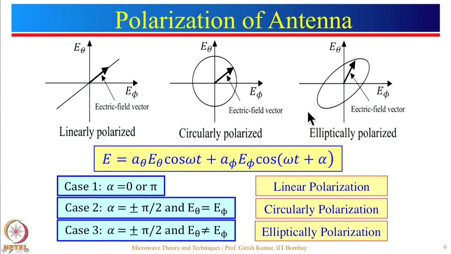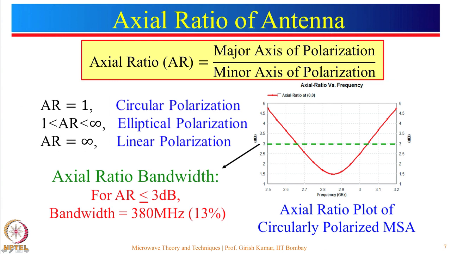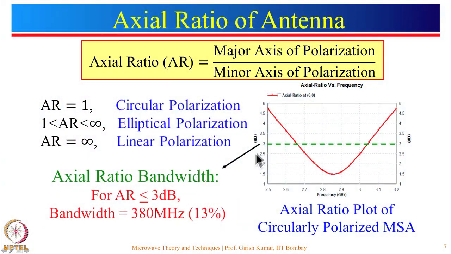So from here, we define axial ratio of the antenna. So axial ratio is defined as major axis divided by minor axis. So if axial ratio is equal to 1, then it is circular polarization. If axial ratio is between 1 and infinity, then it is elliptical polarization. And if axial ratio is infinity, that will be linear polarization. You can actually think about that for linear polarization, if this is the major axis, what is minor axis? That is equal to 0. So major axis can have any finite value, but minor axis is equal to 0. So that will give us axial ratio equal to infinity.